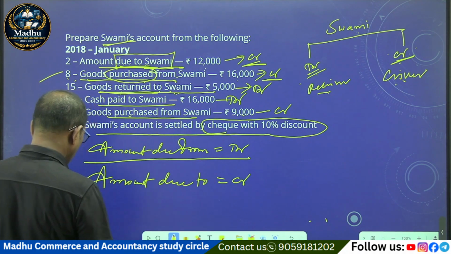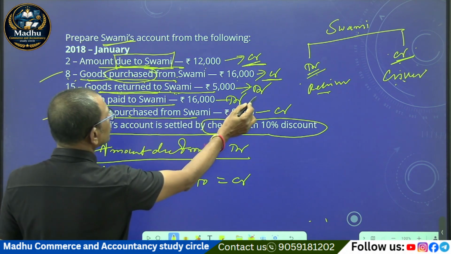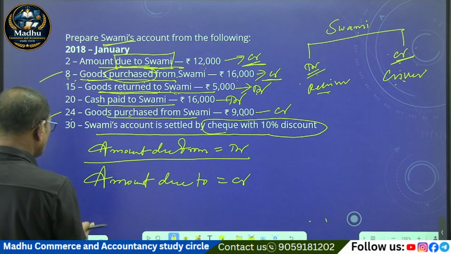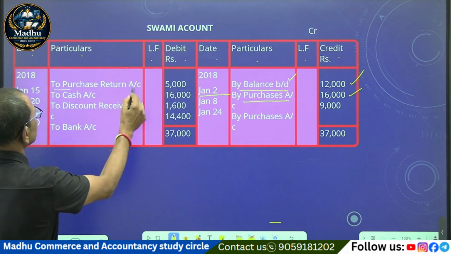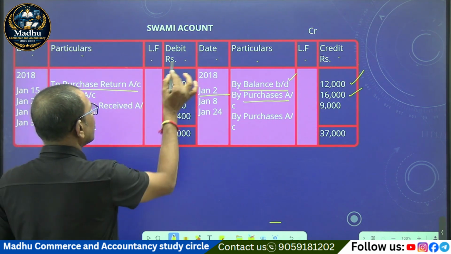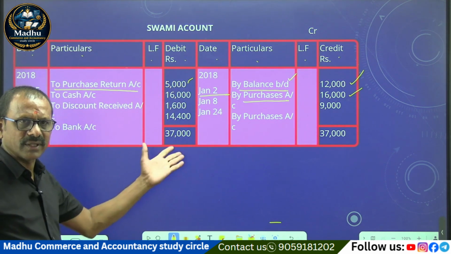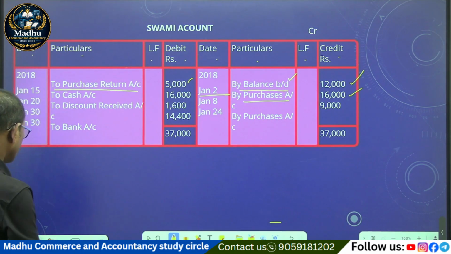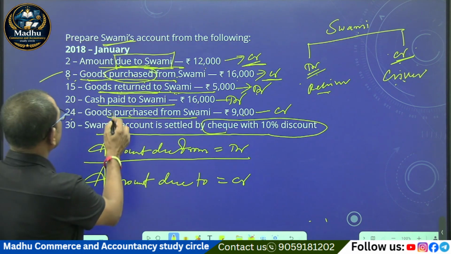Here we return to Swami. Then Swami is the receiver. Receiver means which side? Debit side. So on the debit side, you write purchase returns account. What is the amount given? 5,000 rupees. We have to write 5,000. Simple. Next, here cash paid to Swami.